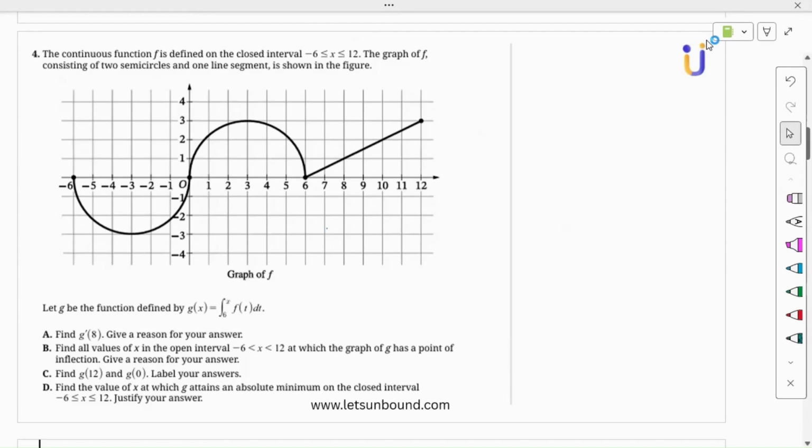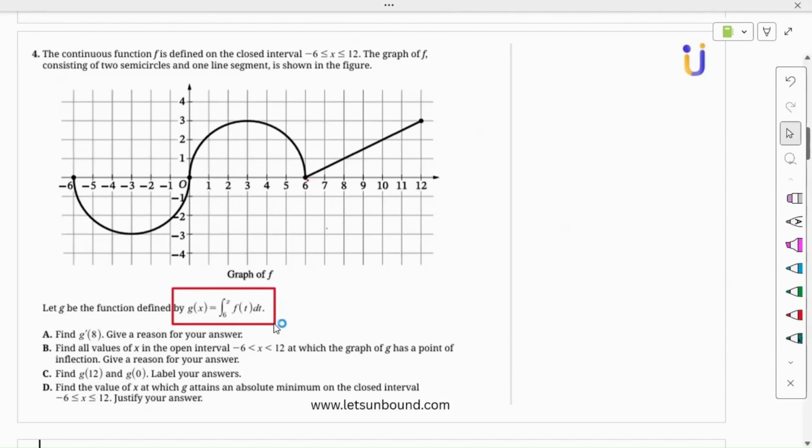So the continuous function f is defined on the closed interval. So it's continuous, and it is defined from -6 to 12. The graph of f consists of two semicircles and one line segment. Let g be the function defined by... So based on your f, another function g is defined. It is an accumulated function. g of x is the integral from 6 to x of f of t dt. So x is based on whichever we are working. If you work from 6 to 12, it will be a line segment function. Correct? Right. So now we have 4 sub-questions as usual.